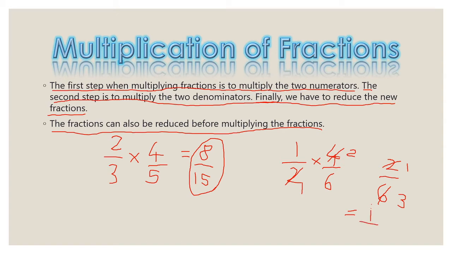It's 1 upon 3. And we can also do this with the same method of multiplying first the numerators and then the denominators. Here 1 multiplied by 4 is 4, and 2 multiplied by 6 is 12. If I reduce them, 4 1s are 4 and 4 3s are 12. So with both methods we get the same answer.